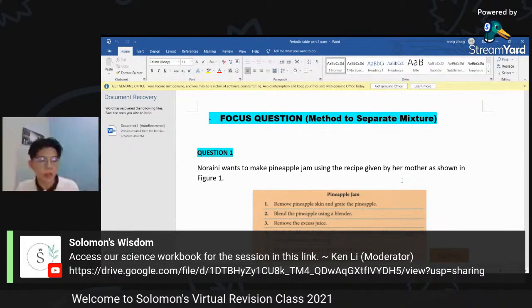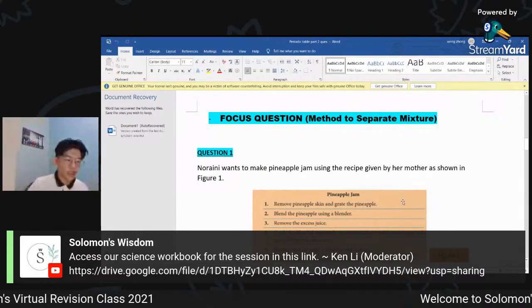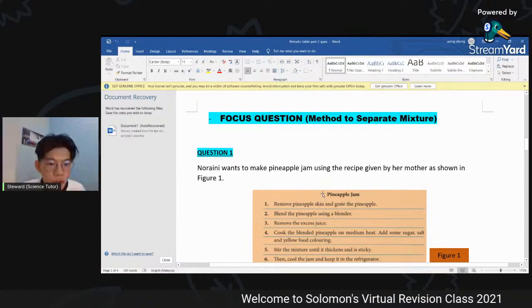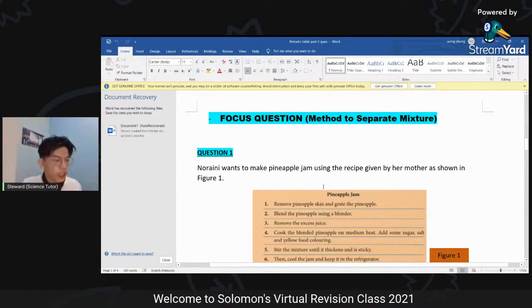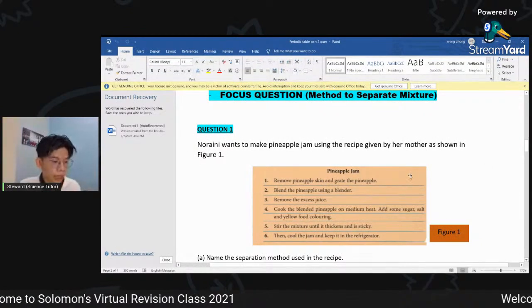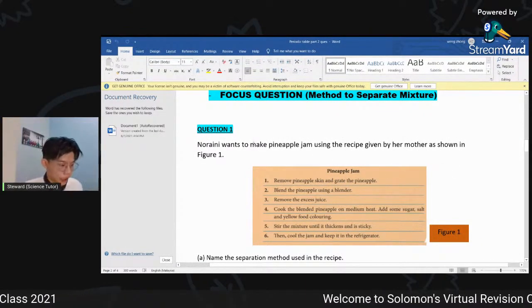Focus on the first question: we will look at methods to separate a mixture. Question one. Noraini wants to make pineapple juice, using the recipe given by her mother as shown in Figure 1. Okay, so here is the keyword.